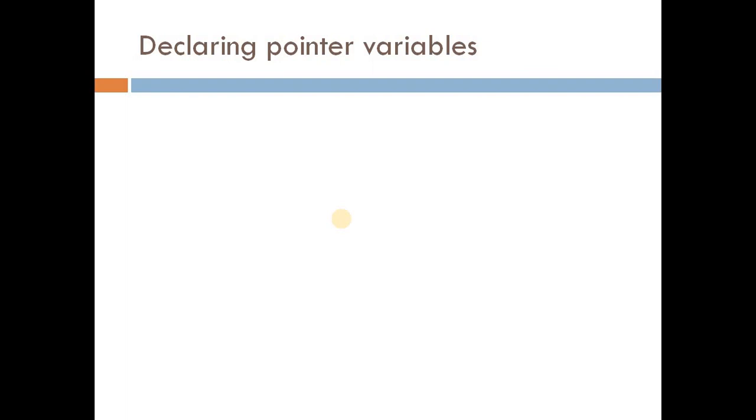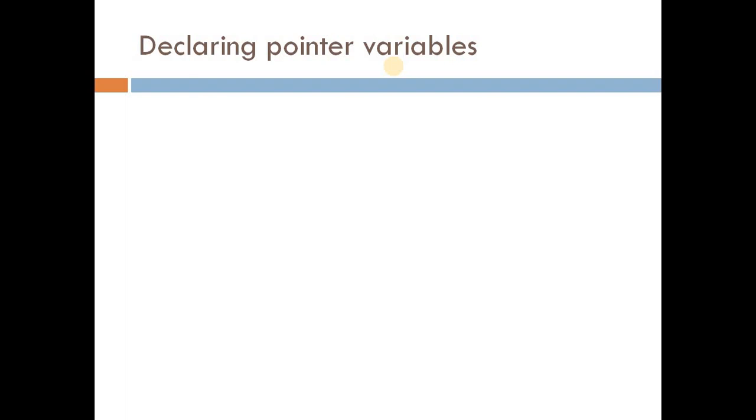Next we shall see declaring pointer variables: how to declare a pointer variable. In C, every variable must be declared for its type. We have seen in previous programs and examples that we cannot use a variable until and unless we have declared it. If we use a variable without declaring it, the compiler will give us an error message.